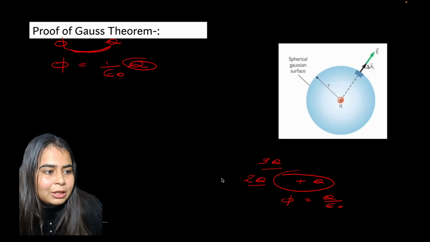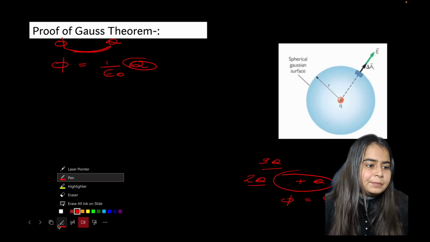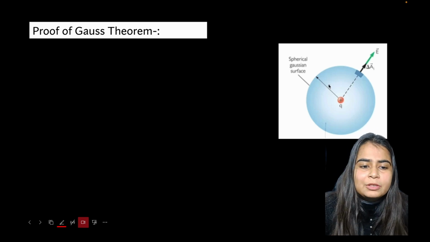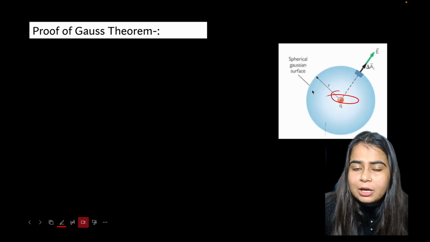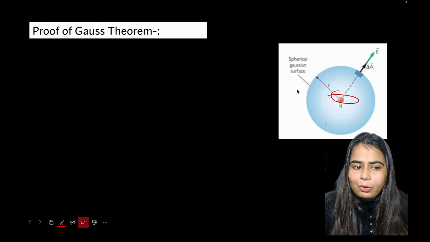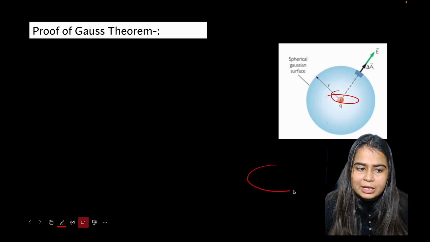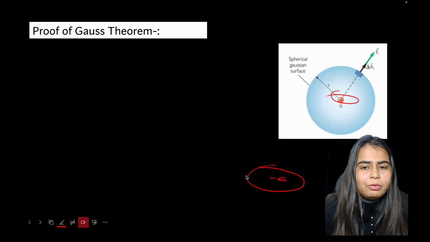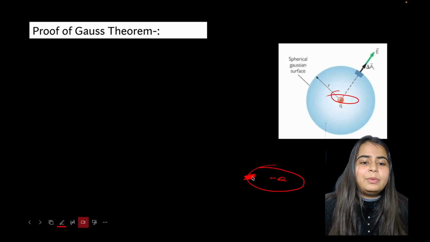Now simply let's start with the proof. In order to start, first we have to consider a Gaussian surface. As you can see on the screen, I have taken a charge plus q here, and I have considered a hypothetical Gaussian surface which is spherical in nature. If I have a spherical Gaussian surface due to a charge q, I have to find the flux. Now, let us say this is a small surface; let's write it as ds.